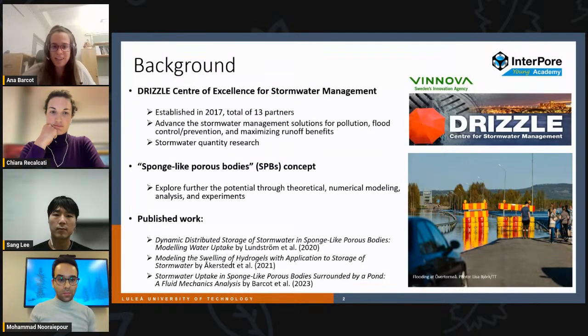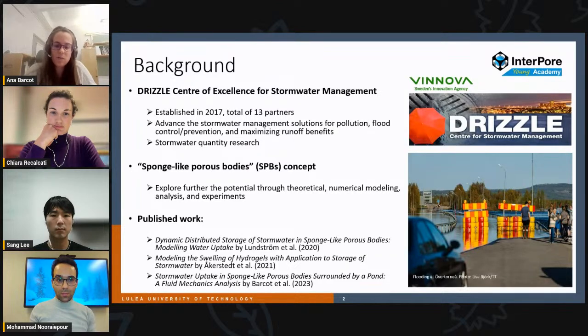And just to highlight the importance of stormwater management research in Sweden, here you have a photo which was taken in May of this year in the north of Sweden, which depicts one of the worst floods which has been seen in Sweden in the last 50 years. So it shows that stormwater management is a really important research topic throughout the world, and in this case we are focusing on Sweden.